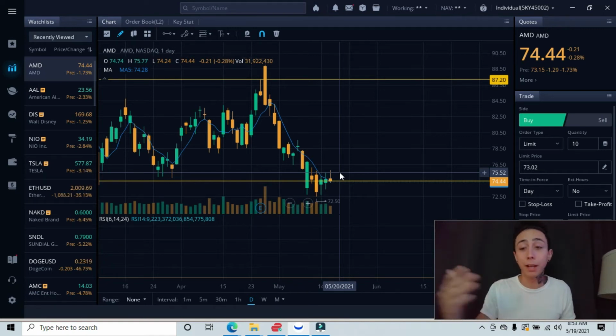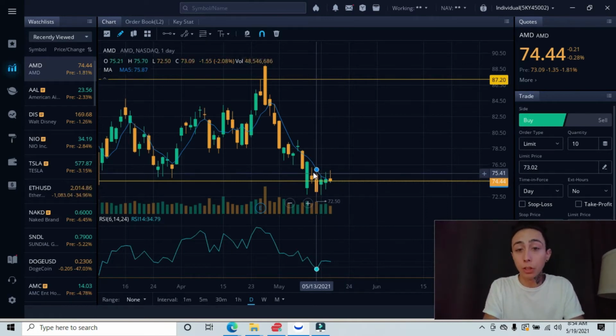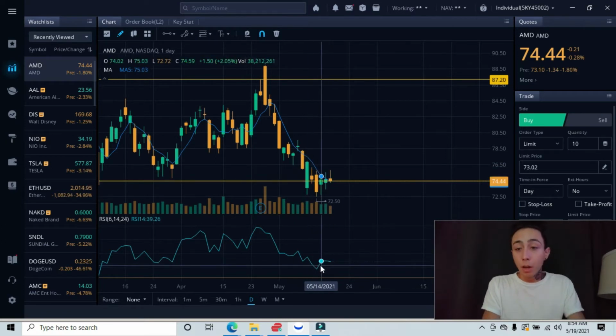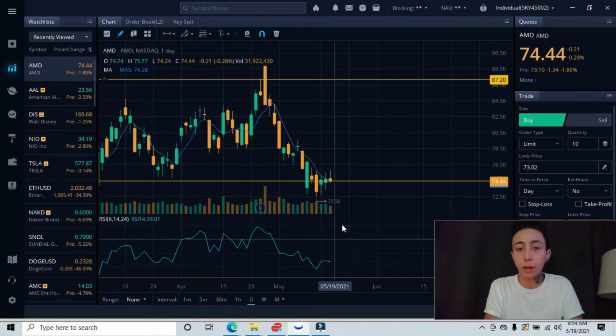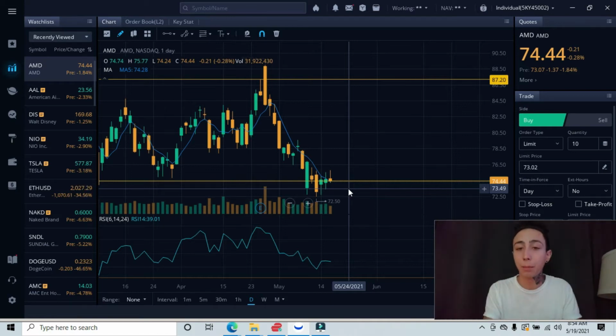We got to respect these lines, okay? So getting in right now, I don't see that as an issue since we are on this major support line. We just broke above the trend line. The RSI doesn't look like it's oversold. However, it does look like we are trying to correct. So if you were gonna get in as of right now, I would have a tight stop loss, maybe underneath the 73 or $72 area. So that way, if we do break back below this support line and we get tagged out, we can wait for a better entry.